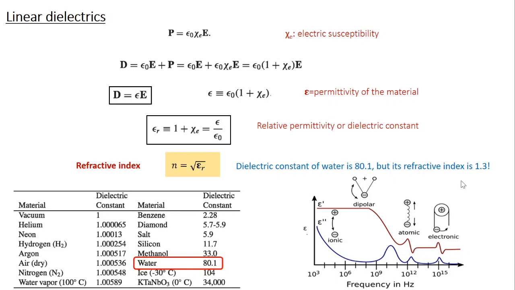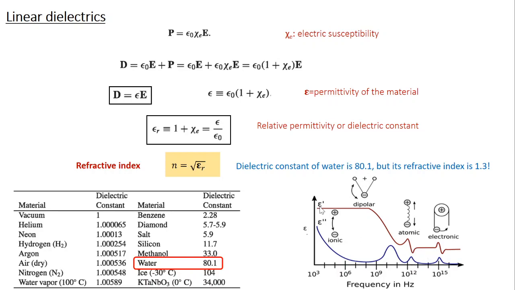Now, one important thing I did not tell you so far is that all these parameters, susceptibility, permittivity, dielectric constant, and refractive index, are a function of the frequency of the electric field. They are frequency dependent functions. So let me quickly show a plot of permittivity of a material as a function of frequency of the electric field. Now you can see that the value of the permittivity decreases as you increase the frequency.